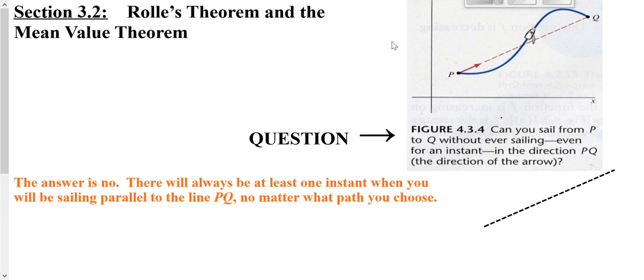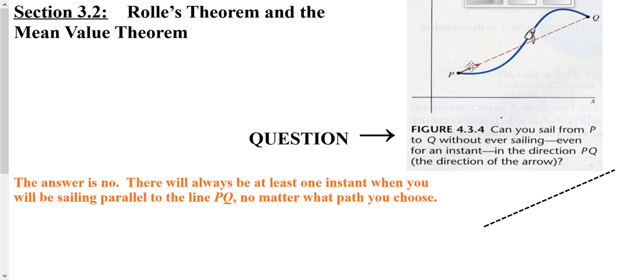In section 2, we're going to be taking a look at Rolle's theorem and the mean value theorem. And Rolle's theorem is really just a special case of the mean value theorem. So consider this situation over here. We have a boat that starts out here at P, ends up here at Q.